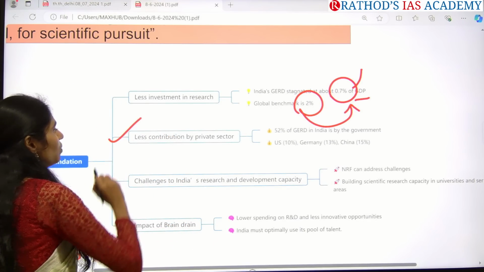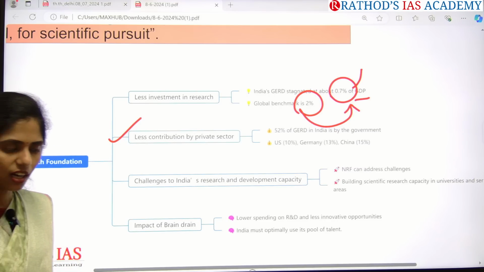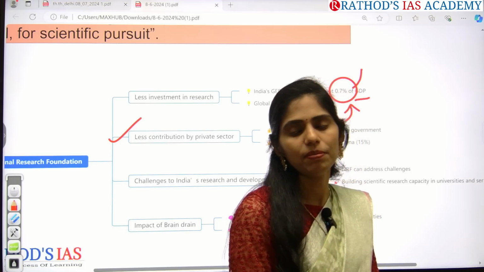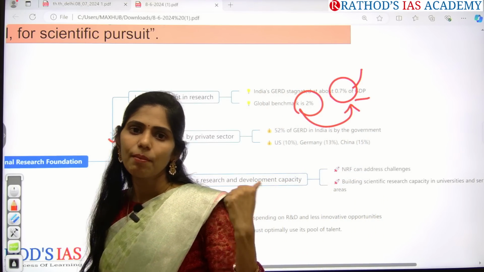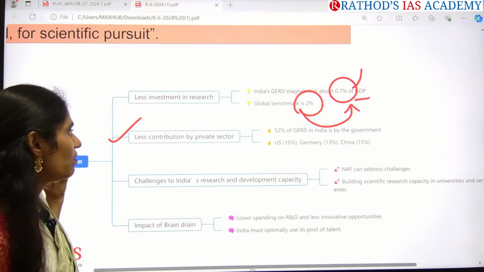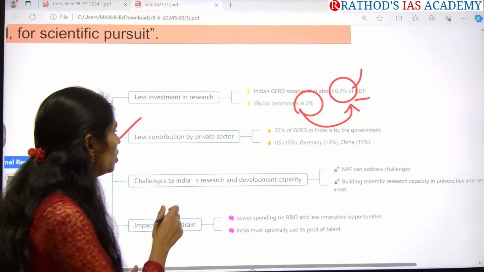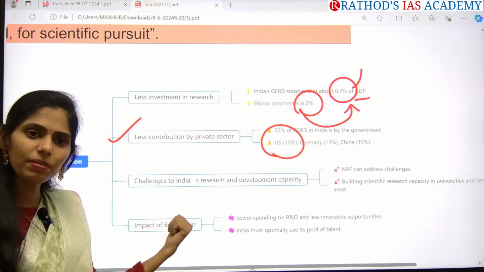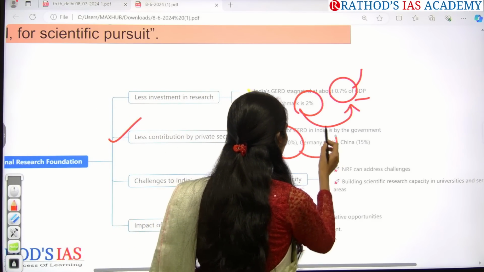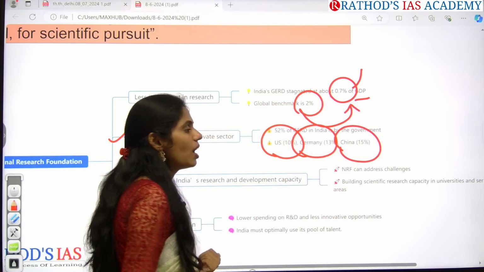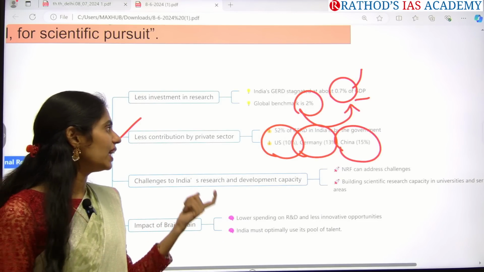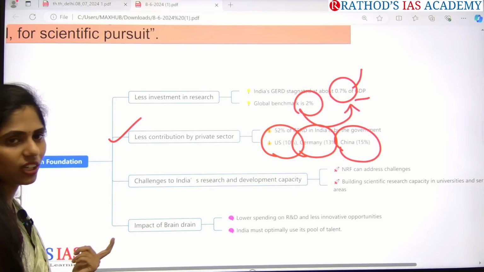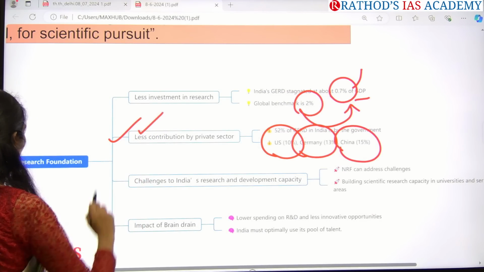And next, we have the government sector and the private sector. Whatever 0.7% of GDP we are spending on research and development is coming from the government sector. From the private sector, it is very, very less, even minimal. In the US, 10% of research and development is spent by the private sector, in Germany 13%, in China 15%, but in India the government is spending 52%, and in the private sector it is very, very minimal. We can't even compare. Because of this, yes, we need this NRF.